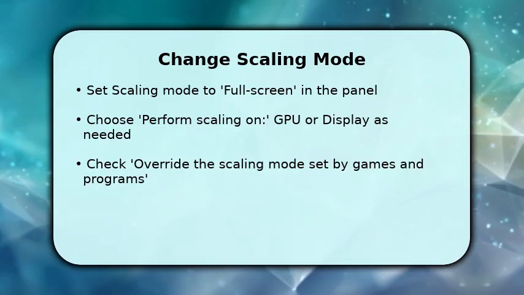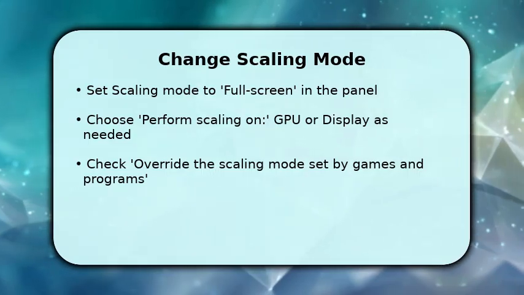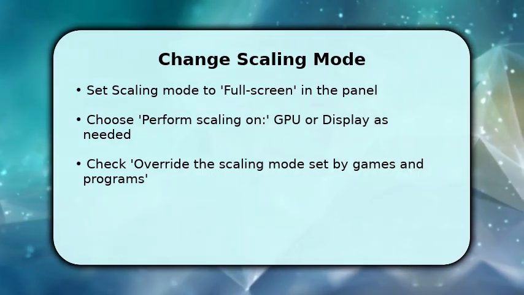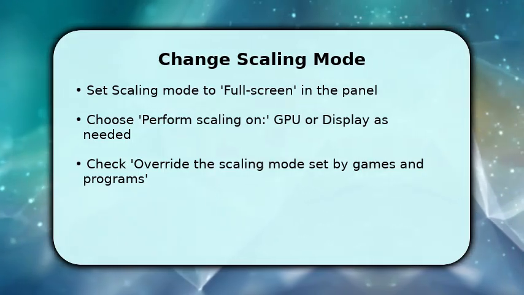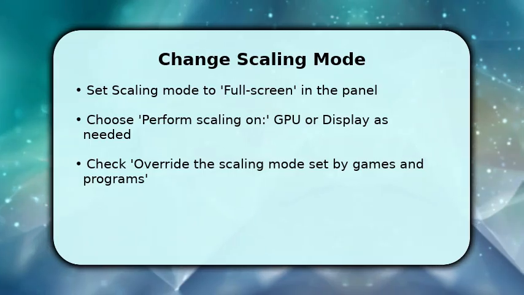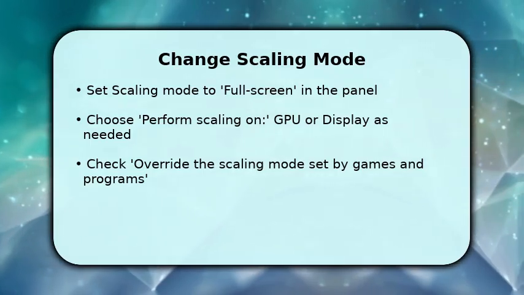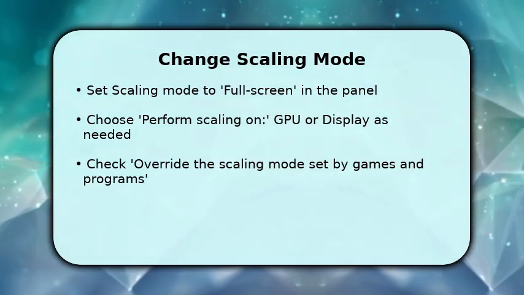Once done, tick Override the scaling mode set by games and programs to ensure consistency. Apply the change and confirm the resolution matches your monitor's native resolution. If a game sets a different resolution, the Nvidia override keeps it full screen instead of letterboxing.